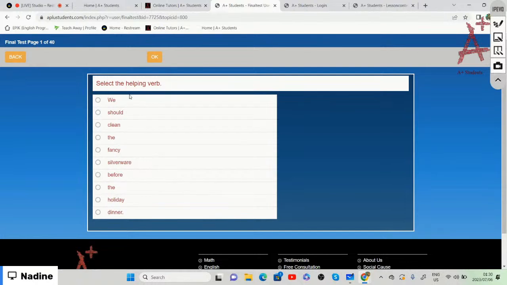So select the helping verb. We should clean the fancy silverware before the holiday dinner. So we need to choose the helping verb, right? So maybe you can select first the main verb, right? And then you choose what the helping verb is. Remember, we said a helping verb comes before the main verb, it helps the main verb.